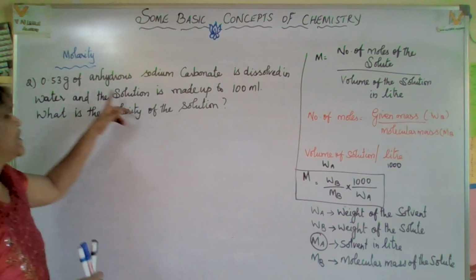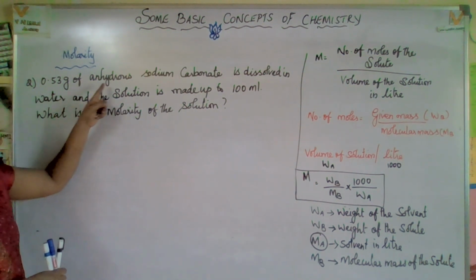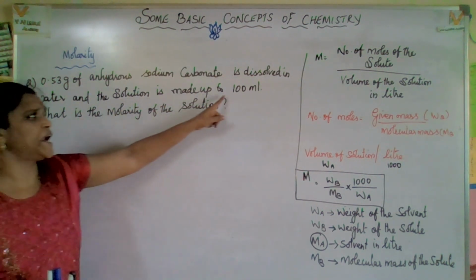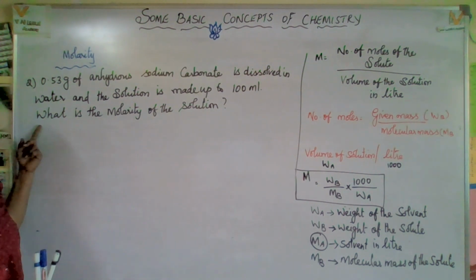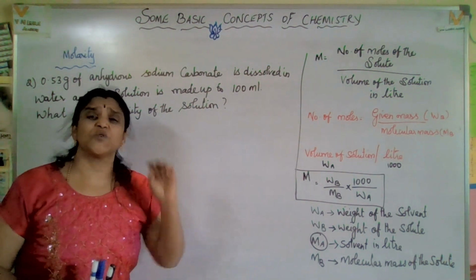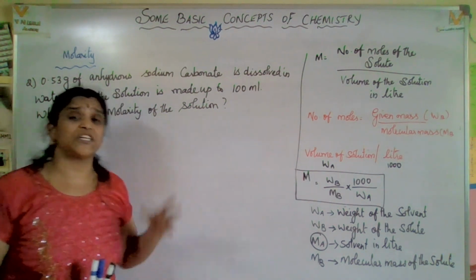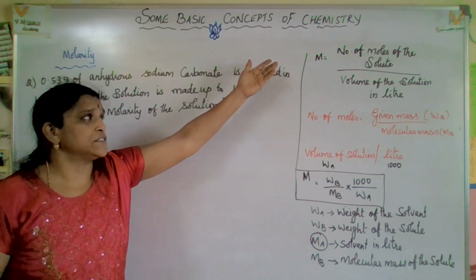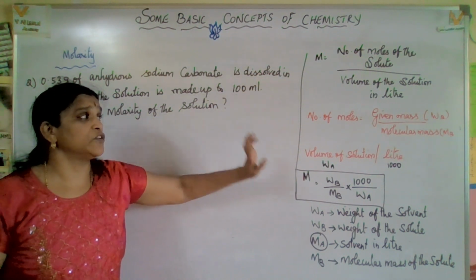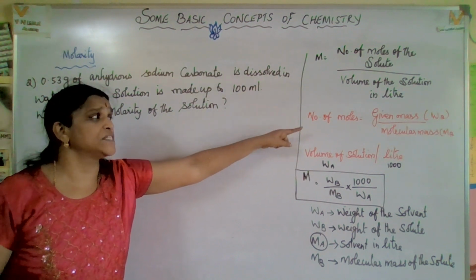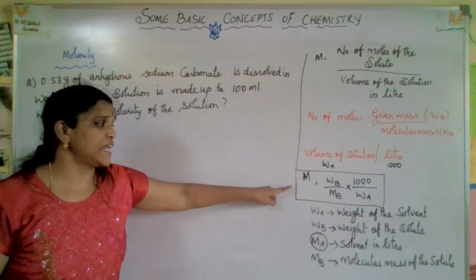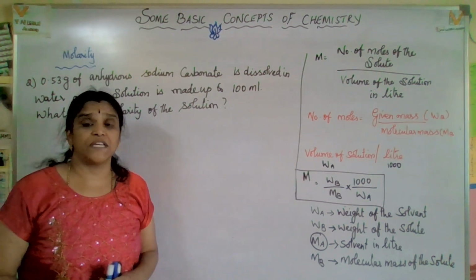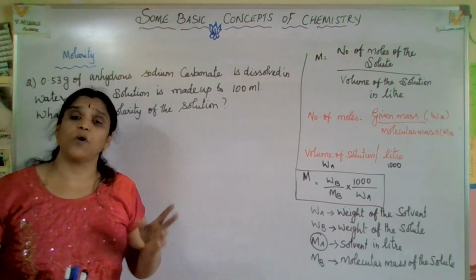Now let us solve another question. 0.53 gram of anhydrous sodium carbonate is dissolved in water and the solution is made up to 100 ml. What is the molarity of the solution? This is so simple, because it is a direct question. How do we find it? Molarity, you know the formula, is the number of moles of the solute divided by volume of solution in liter. Number of moles is given mass by molecular mass. So capital M, molarity, equals WB by MB into 1000 by WA. I have given a clear idea. If you want you can take the screenshot.